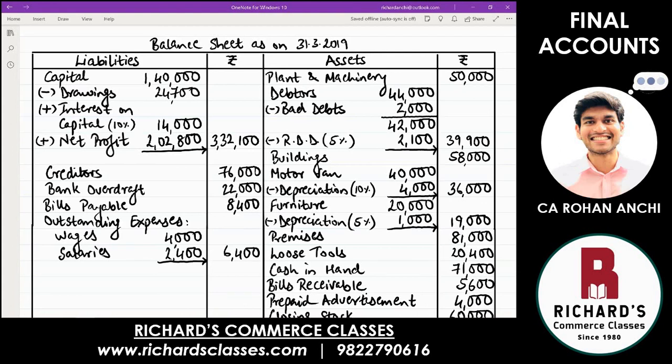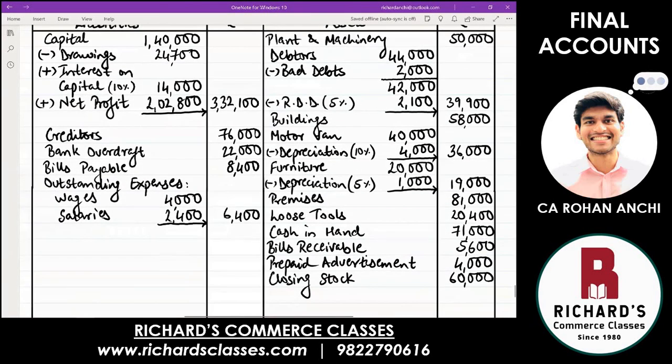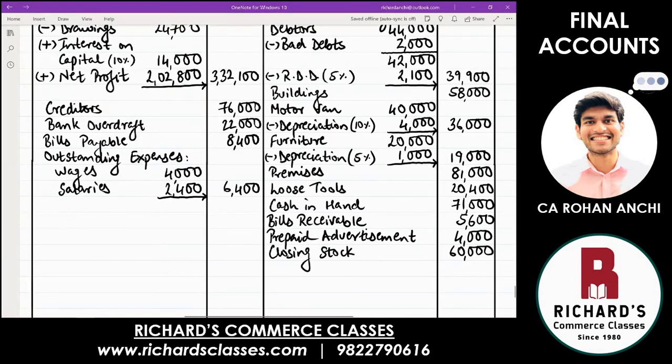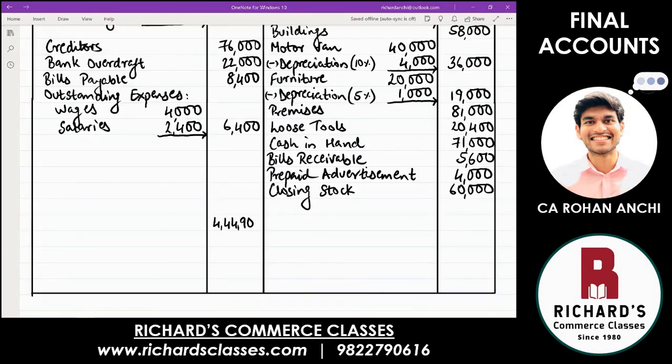Okay. Now, if everything is done correct, you add up both sides, the liability side and asset side, and check whether you get the same total. It's coming 4,44,900. Both sides? Yes, sir. Okay. 4,44,900. Is that correct? Yes, sir. Okay. That is why it is called a balance sheet. Both sides will balance without any difference. 4,44,900.